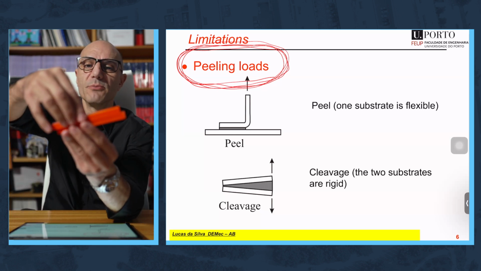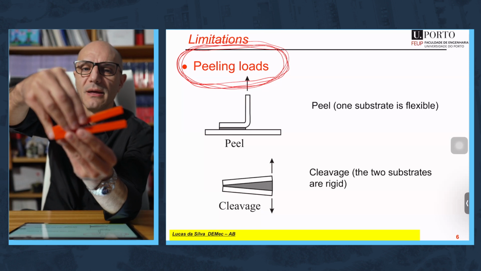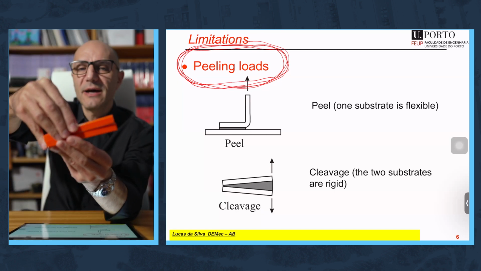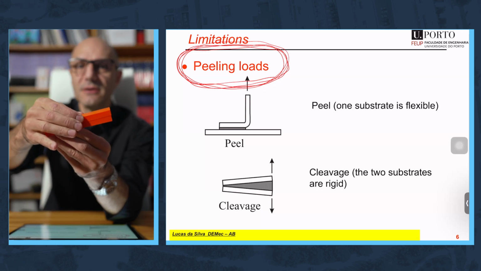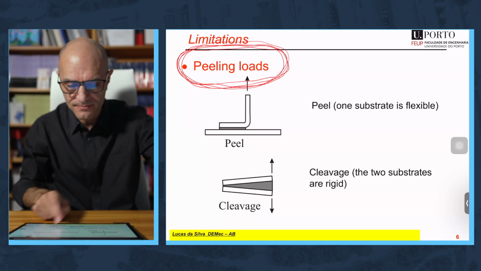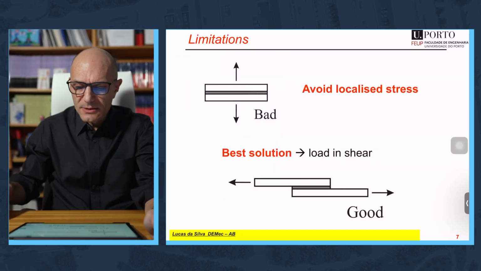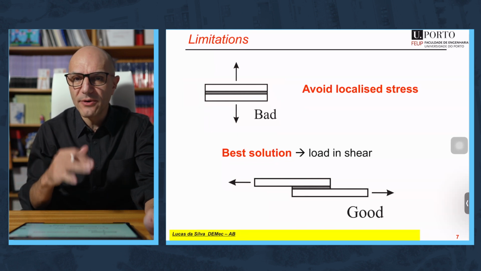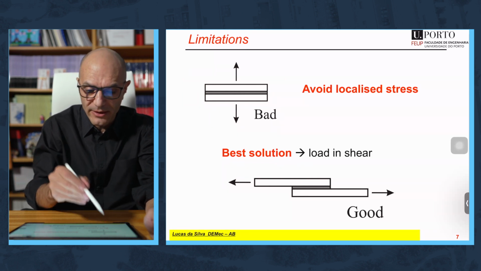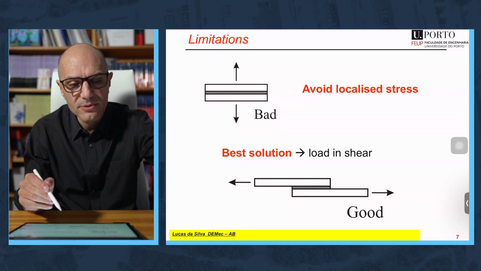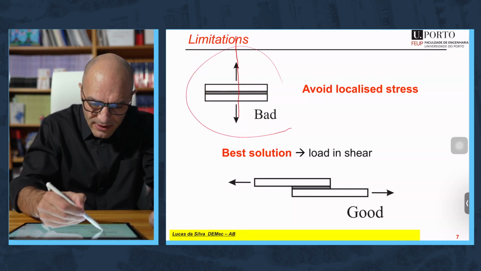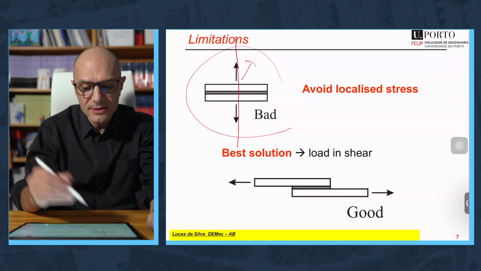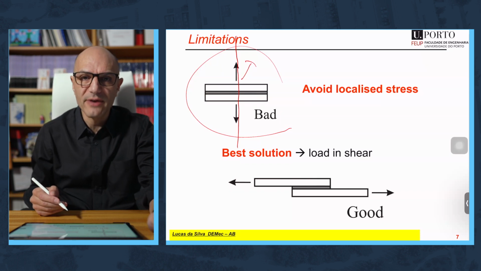Peel exists when one of the substrates is flexible, but you might have two rigid substrates. Imagine you have this. You put adhesive and you want to peel. It's the same kind of loading, but because they are both rigid, we call it cleavage. It's the same family, okay? So what should you do to avoid peel and cleavage? Well, if you keep loading something like that, then you have to make sure that the load is perfectly aligned. If it's slightly misaligned, you have cleavage.